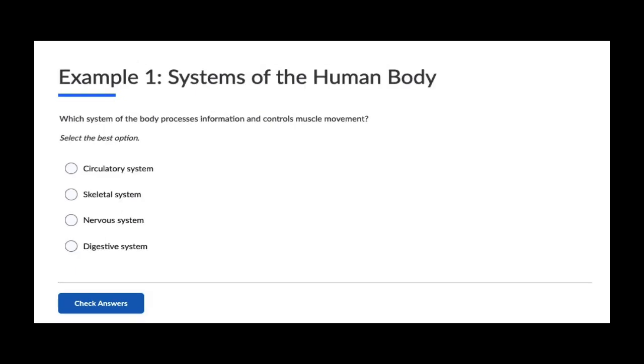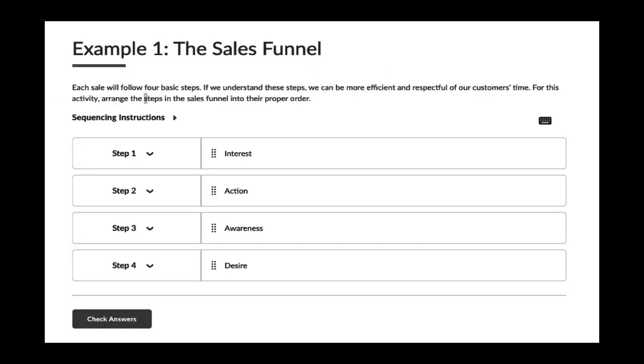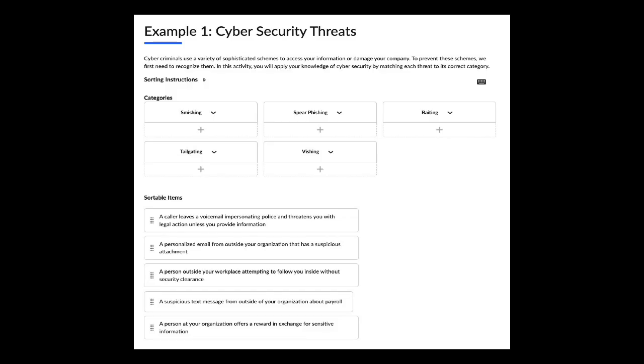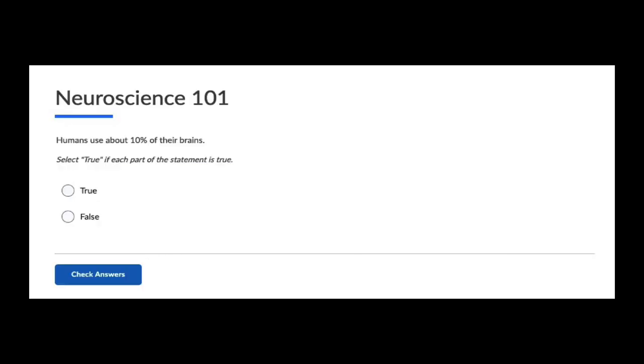And this is what a multiple choice practice item would look like. And this is what a sequencing practice item would look like. And this is what a sorting practice item would look like. And this is what a true or false practice item would look like.